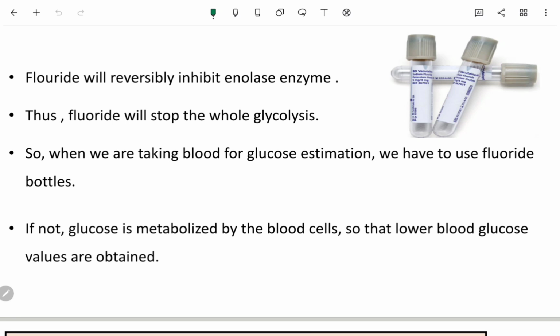So fluoride reversibly inhibits the enolase enzyme. What happens? The fluoride will stop the whole glycolysis. So when we are taking blood for blood glucose estimation, we have to use fluoride bottles. If you are not using the fluoride bottles, the glucose is metabolized by the blood cells, and when we measure the blood glucose, lower values will be obtained for that particular patient. That is why we use fluoride-containing bottles, that is the grey top blood collection tube.